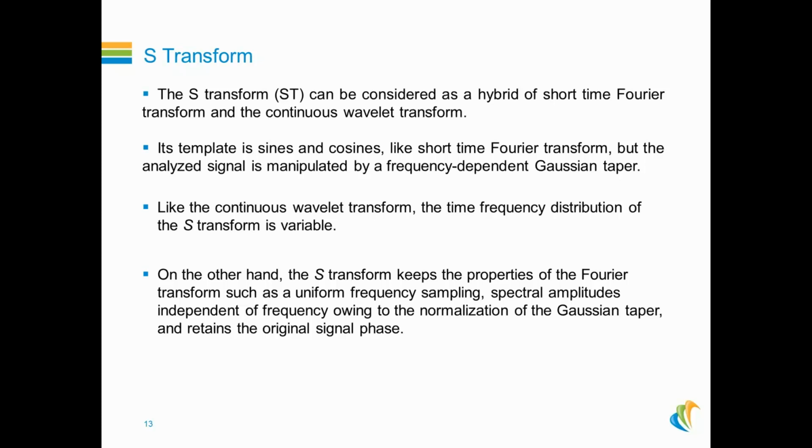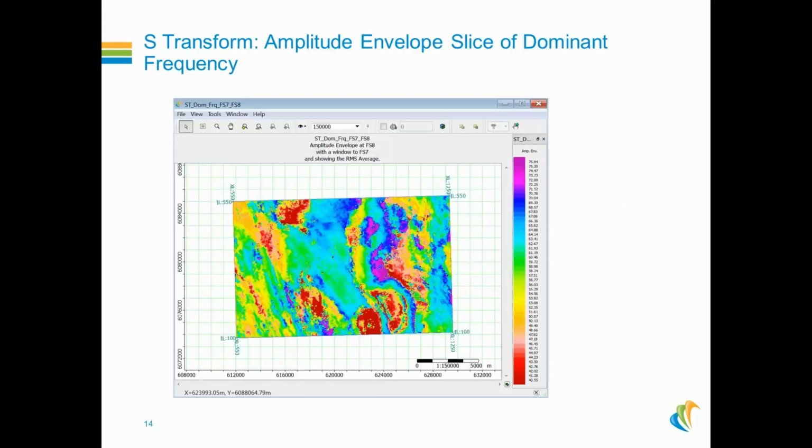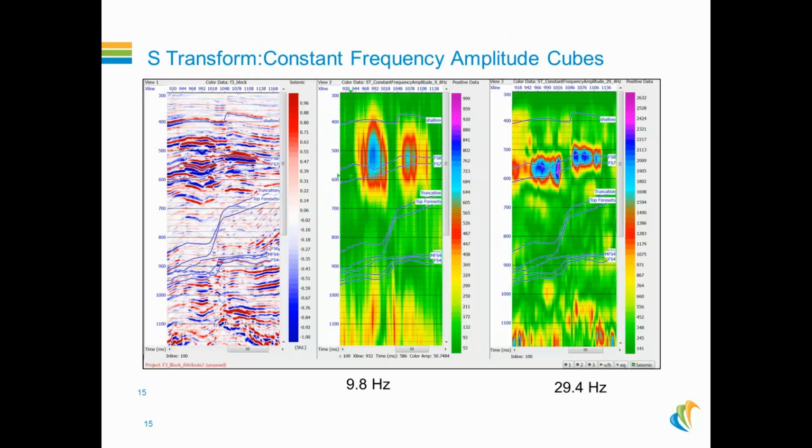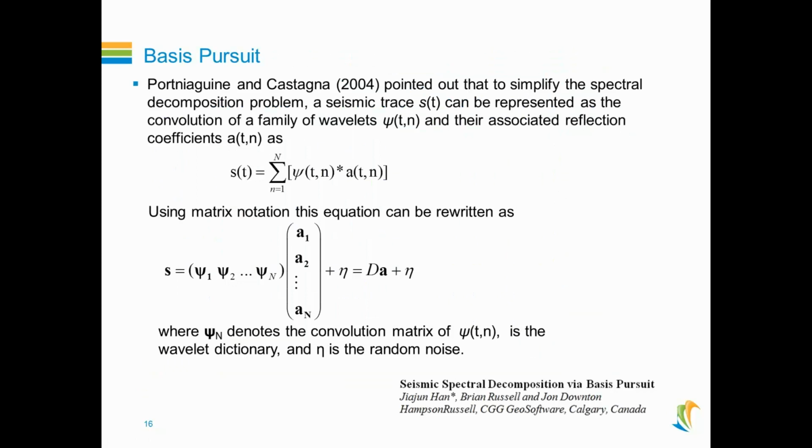Here's an example on the map that was done along the horizon F S7. Average along this horizon, and I'm showing amplitude envelope of the average frequency. So some of the features are really nicely highlighted here. Another example on the frequency amplitude cubes, such lower frequencies, and then how they change to higher frequencies.